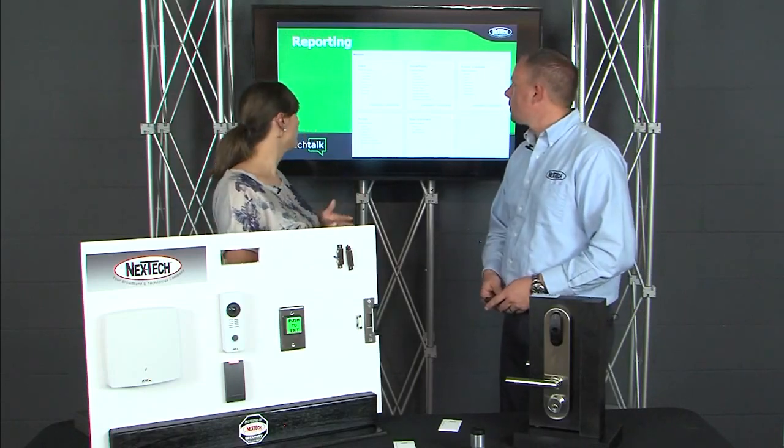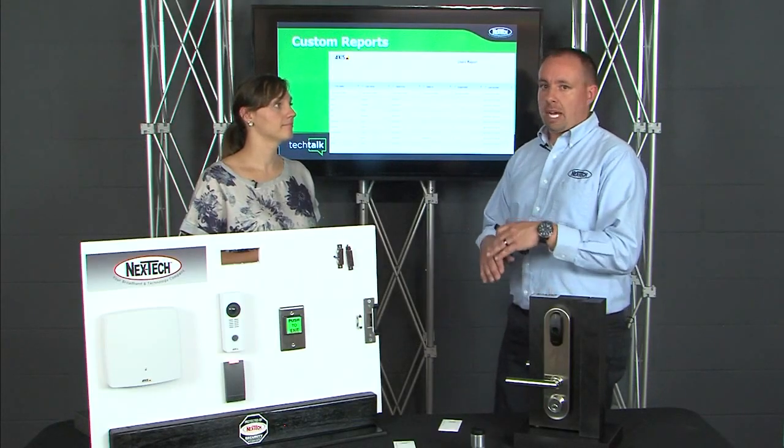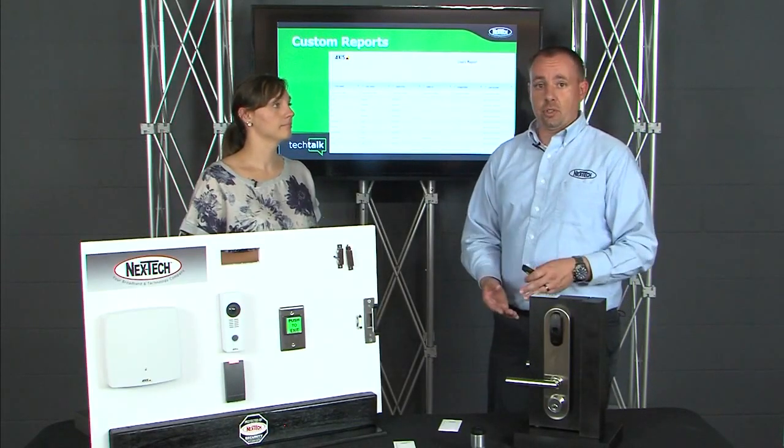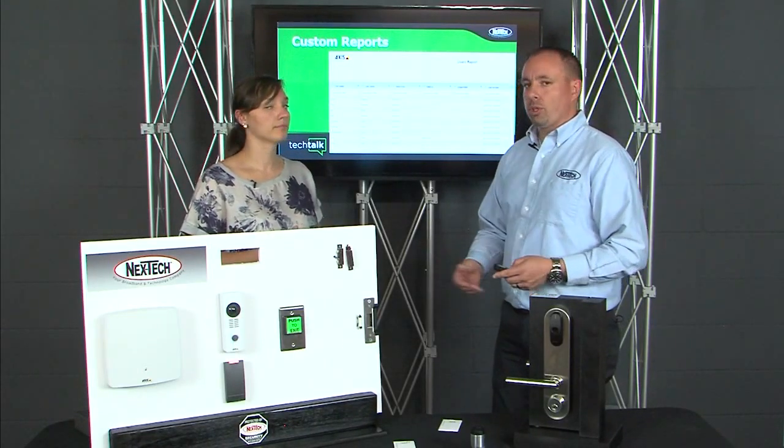Perfect. Thank you. Custom reports, we talked a little bit about that, where we can go in and detail and pull out just the information that we're looking for. So there's columns upon columns of information, and we can sort those by alphabetical user lists, or we can see by door or by facility. So there's a lot of different ways that we can pull those reports.